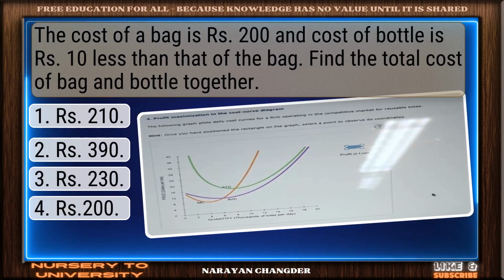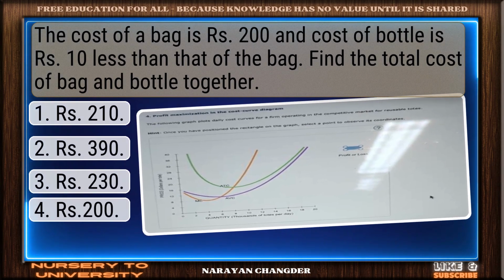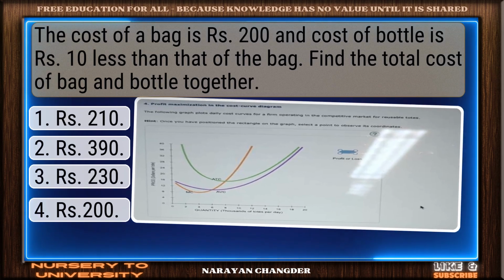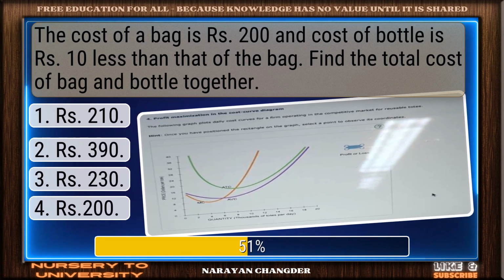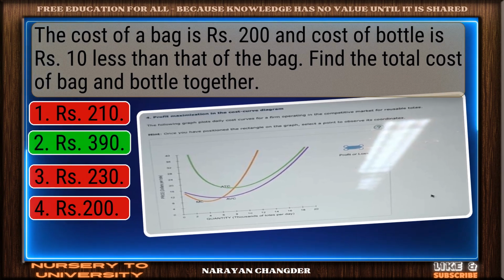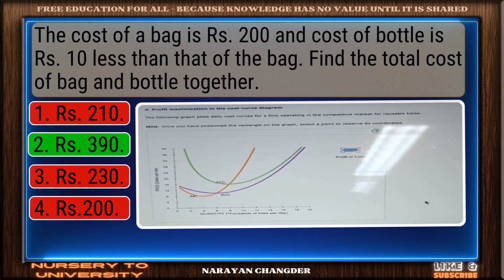The cost of a bag is Rs 200 and cost of a bottle is Rs 10 less than that of the bag. Find the total cost of bag and bottle together. Exactly. Rs 390 makes sense, and it is the right choice.